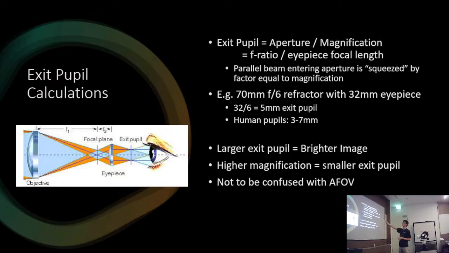Let me do an example calculation of the exit pupil size. Imagine you have a 70 millimeter f6 refractor with a 32 millimeter eyepiece. This is about as wide as the exit pupil will typically go, and it gives you an exit pupil of around 5 millimeters. In reasonably dark conditions, this is more or less the size of a human pupil. These are the kinds of considerations that telescope makers take into account when making telescope systems.